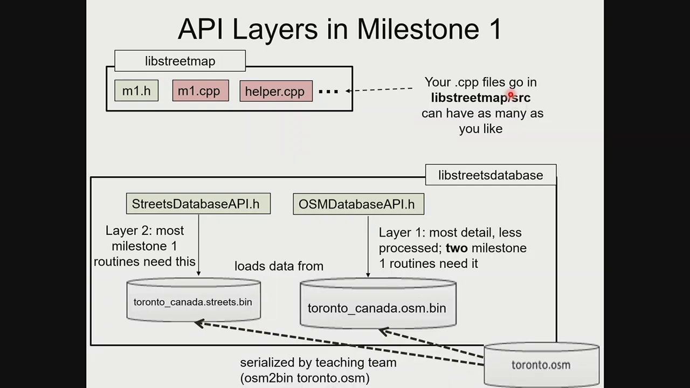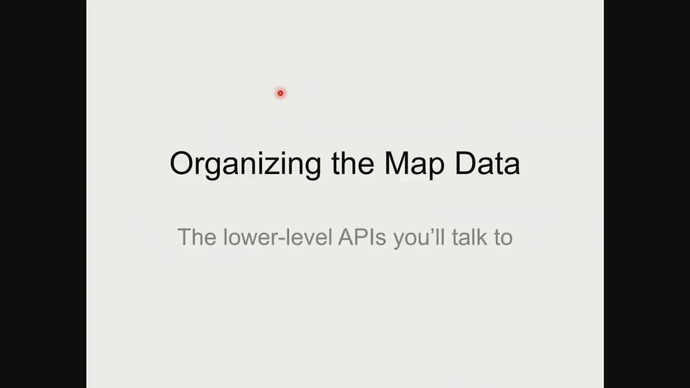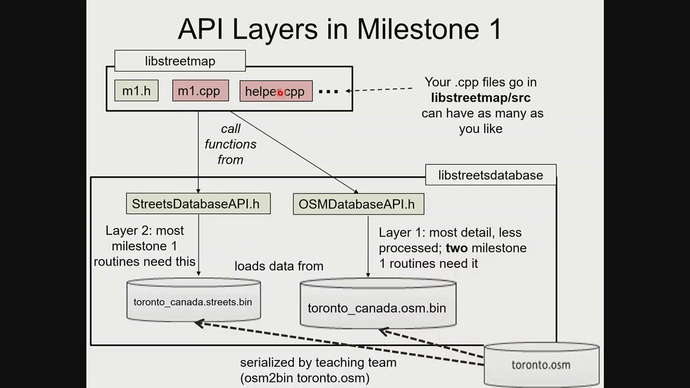So here is an example. We just call them m1.cpp, helper.cpp, so that you can, for example, add helper functions that you need. Okay? So to implement these functions, you're gonna call functions from both APIs to answer questions about the underlying data. And you're gonna organize your data in an efficient way so that you can pass the performance test as well. Any questions so far?